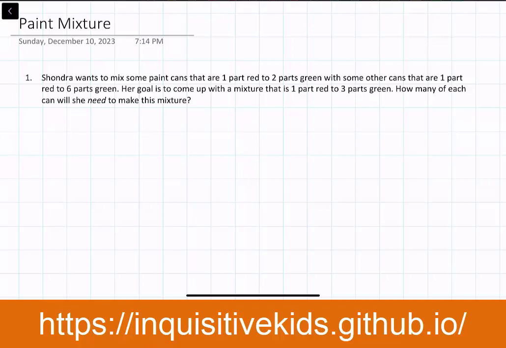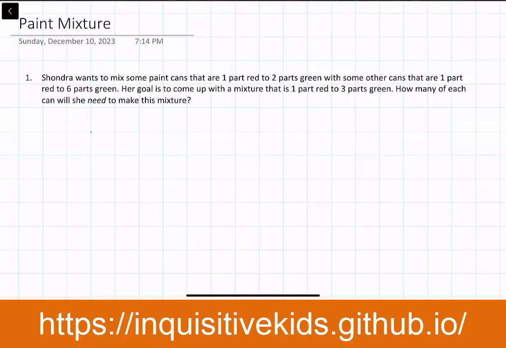Shondra wants to mix some paint cans that are 1 part red to 2 parts green with some other cans that are 1 part red to 6 parts green. Her goal is to come up with a mixture that is 1 part red to 3 parts green. How many of each can will she need? Remember, they're emphasizing the need to make this mixture.